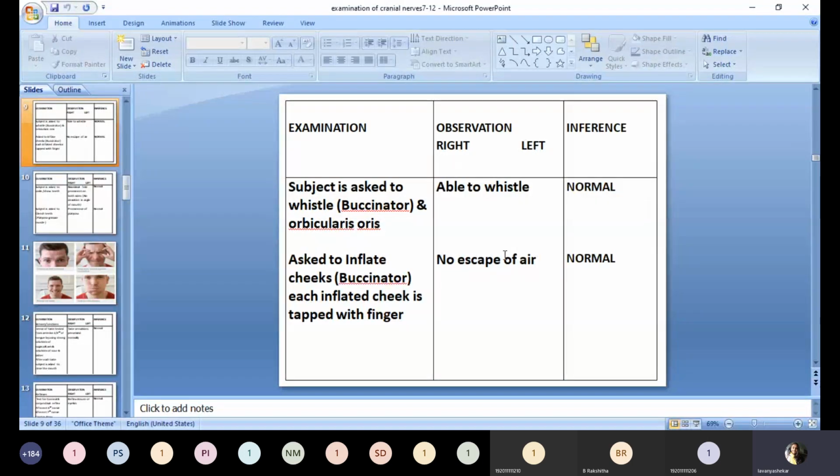Also, to check for the buccinator muscle, you can ask the subject to inflate his cheeks. If the cheeks are inflated and, when you tap with your finger, there is no escape of air, it is because it is under the subject's control. If there is no control over the buccinator muscle, the air will easily escape through the mouth. In a normal individual, usually there is no escape of air and the inference will be normal. So this is how we check for the buccinator as well as the orbicularis oris muscle.